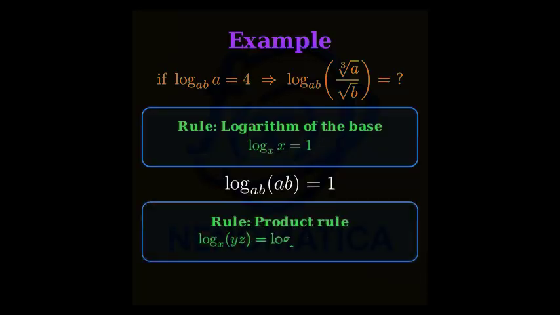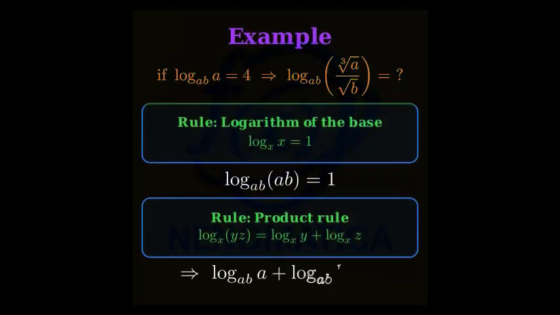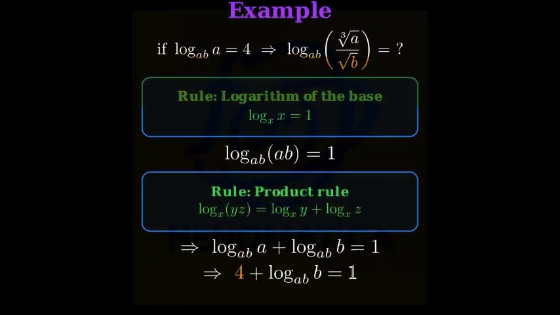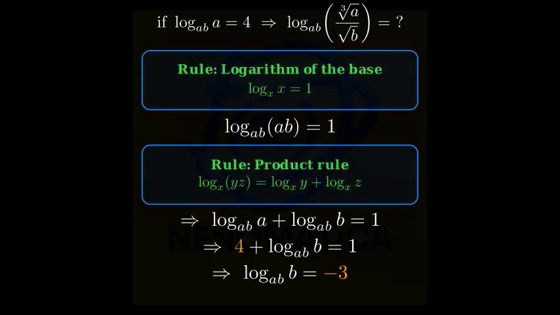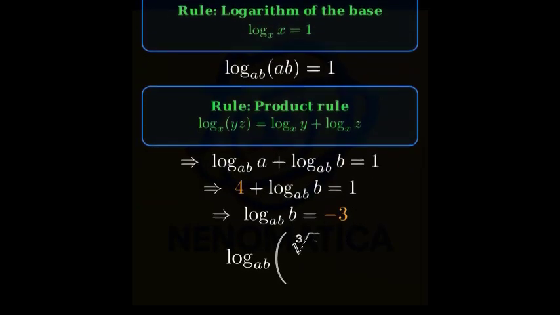Step 2. Expand the left side using the product rule of logarithms. Step 3. Substitute the given value log sub a b of a equals 4. Step 4. Solve for log sub a b of b by subtracting 4 from both sides. Now evaluate the target expression exactly as written.